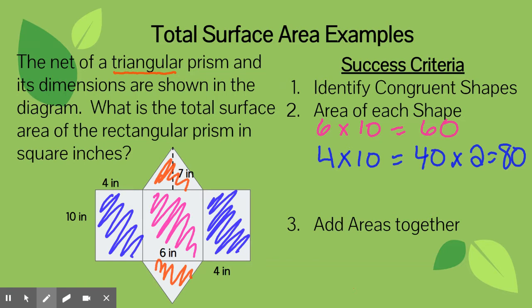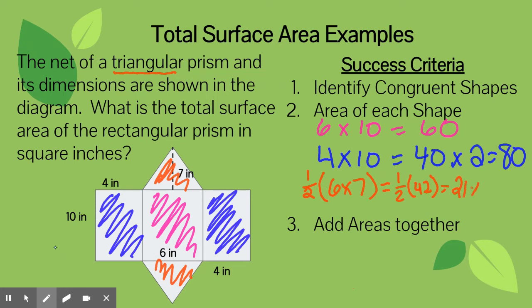1/2. So remember, rectangles are just base times height. Triangles are base times height divided by 2, or 1/2 of the base times height. So I have to do 1/2 times 6. The base is 6 times 7. Okay. 6 times 7 is 42. So half of 42.